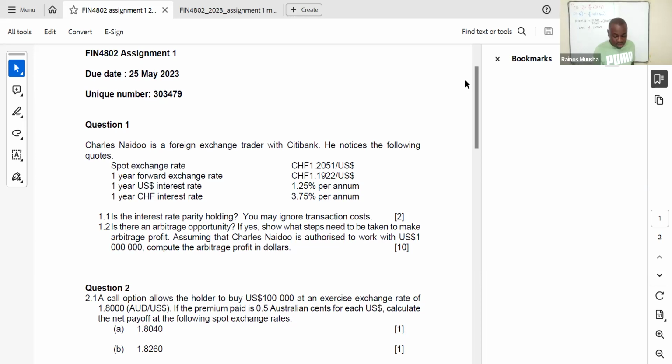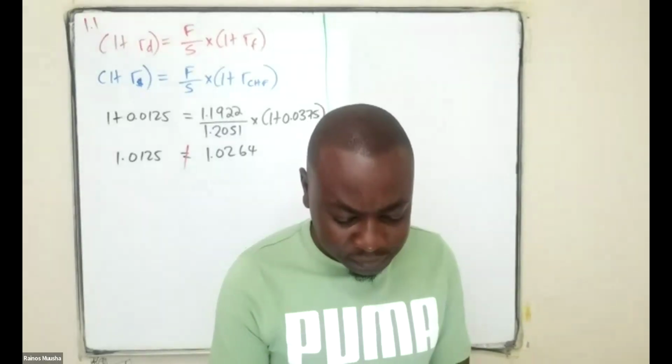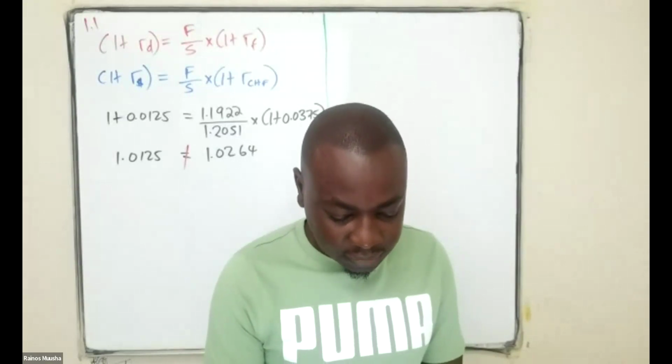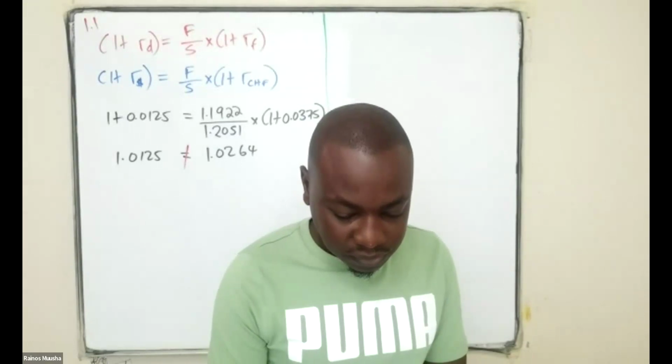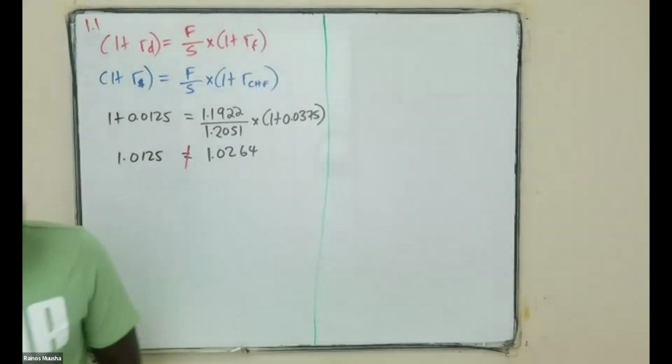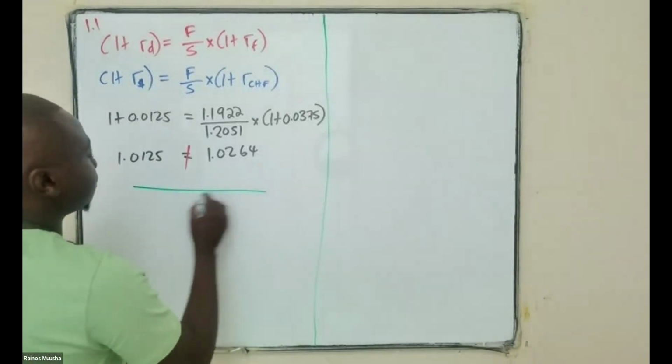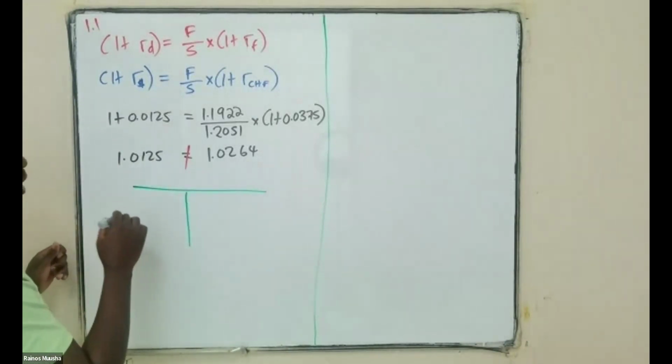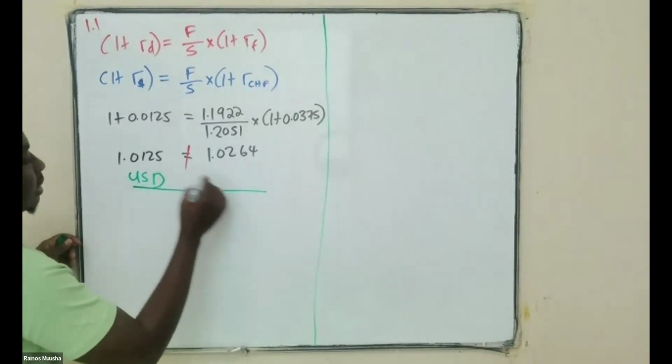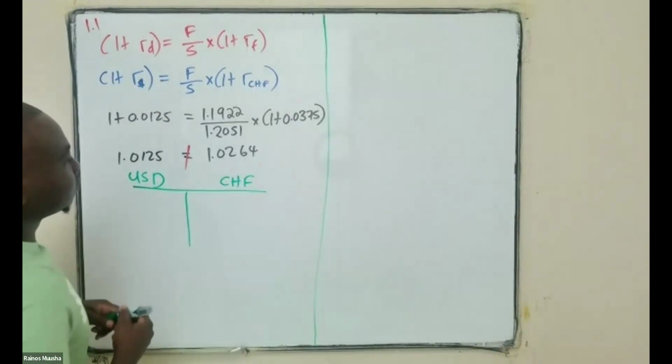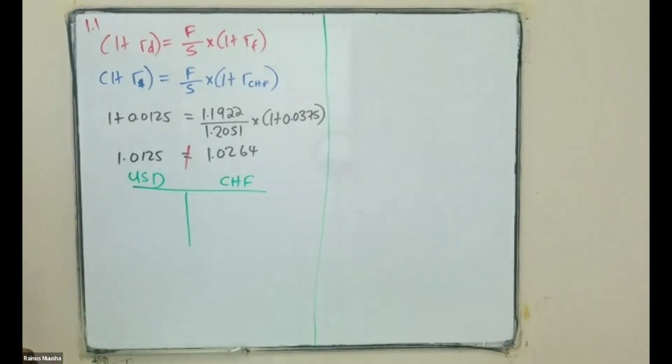To see which steps you need to take to check if there's an arbitrage opportunity, we need to make that decision. So on your T diagram, we have the US dollar side and we have the CHF side.